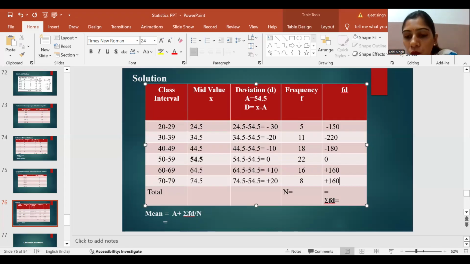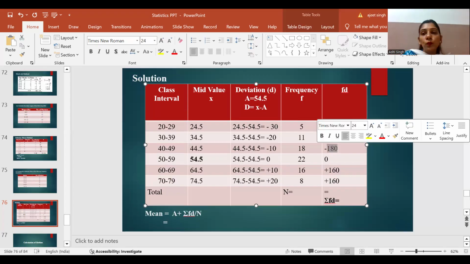Okay, now we have to do the sum of all the values. So let's first do the sum of all the minus values and the sum of all the plus values. Basically, when we do the calculation of two plus values, it will become positive.